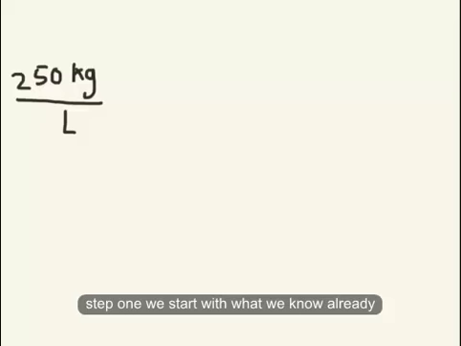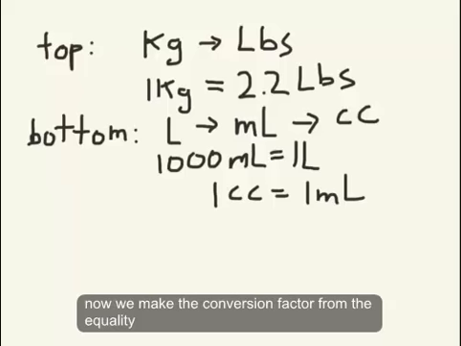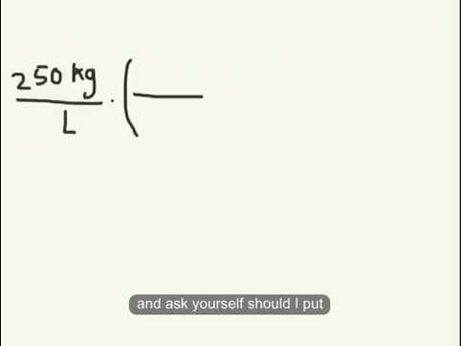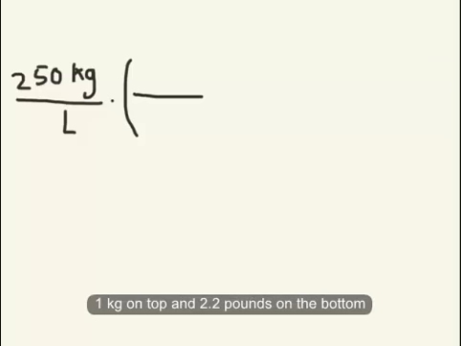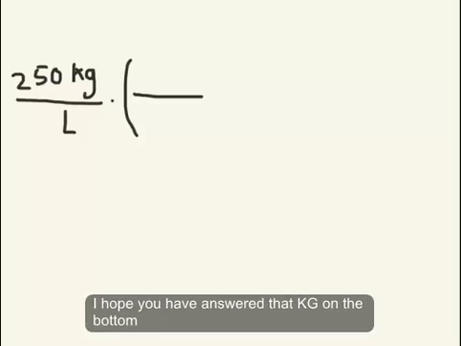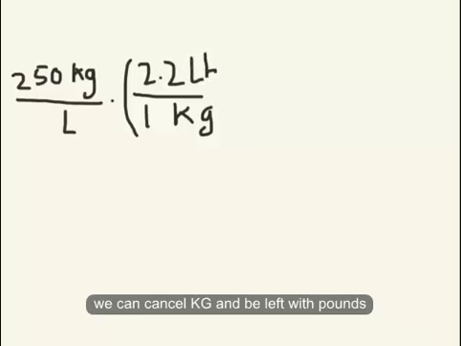Step 1. We start with what we know already. Now we make a conversion factor from the equality 1 kilogram equals 2.2 pounds. Now ask yourself, should I put 1 kilogram on top and 2.2 pounds on the bottom, or the other way around? I hope you've answered with kilograms on the bottom. This way we can cancel kilograms and be left with pounds.